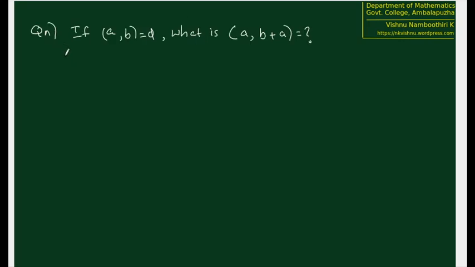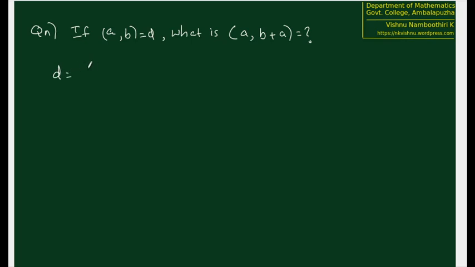The next problem we want to discuss is the following. If GCD of A and B is given to be equal to D, what can we say about the GCD of A and B plus A? That means we modify the second number by adding the first number to the second number. So this is what we want to see: what is the GCD of these two numbers, A and B plus A?